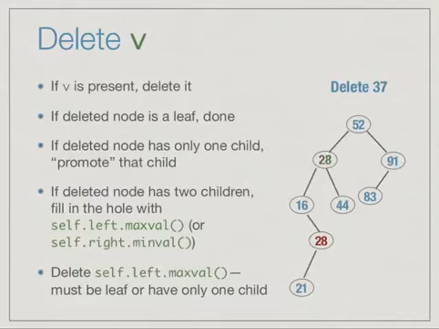So we go to the left and find the maximum value is 28. So basically we have taken this 28 and moved it up there. Now we should not have two copies of 28, so we need to remove this 28. So how do we do that? Well, within this subtree, we delete 28.